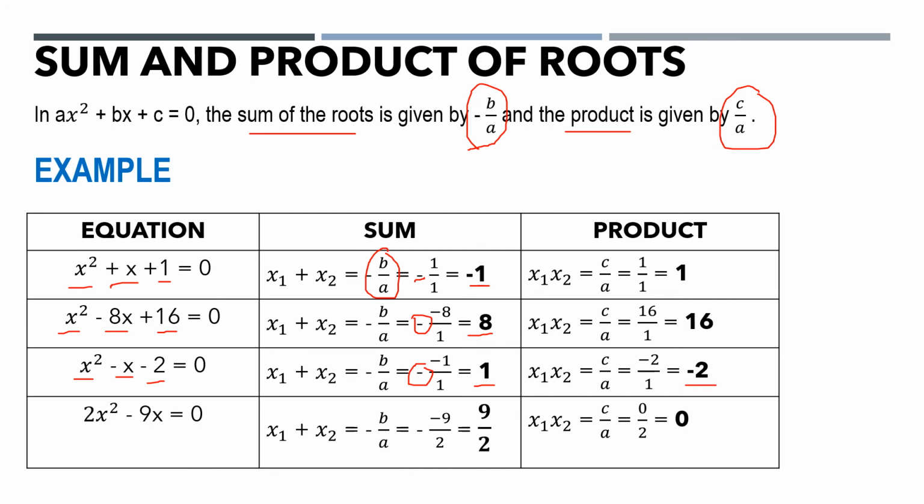Next, 2x squared minus 9x equals 0. Ang b natin ay negative 9. Ang a natin ay positive 2. So, negative 9 over 2 times negative, magiging positive 9 over 2. Next, c. Since wala tayong c, 0 yan. So, 0. Tapos, ang a natin ay 2. 0 divided by 2 ay 0.